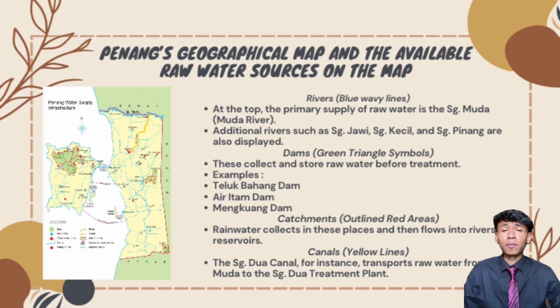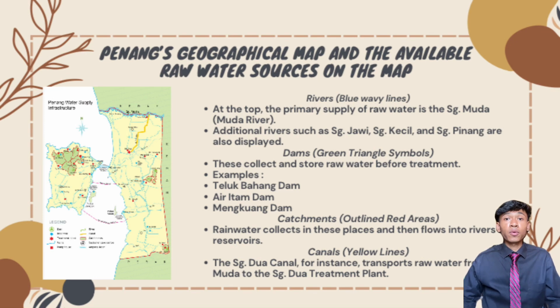Hello, my name is Ibnu Lokman. Today I would like to talk about Penang's geographical map and the available raw water sources on the map. Rivers are the blue wavy lines. At the top, the primary supply of raw water is Sungai Muda, the Muda River. Additionally, rivers such as Sungai Jawi, Sungai Kecil and Sungai Pinang are also displayed.